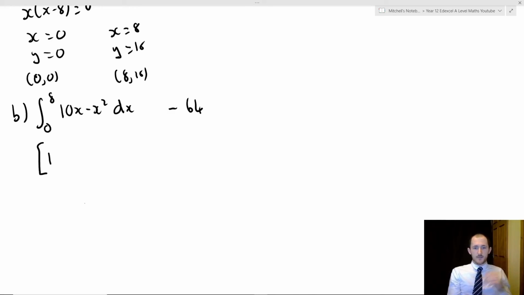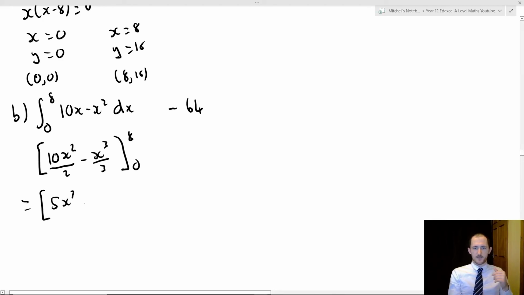So again, we've done quite a few examples of these. We add 1 to the power and divide by the new power. And again, add 1 to the power, divide by the new power. We don't need the plus c because it's going to cancel. And let's simplify this quickly. We have 5x squared minus a third x cubed between 8 and 0.